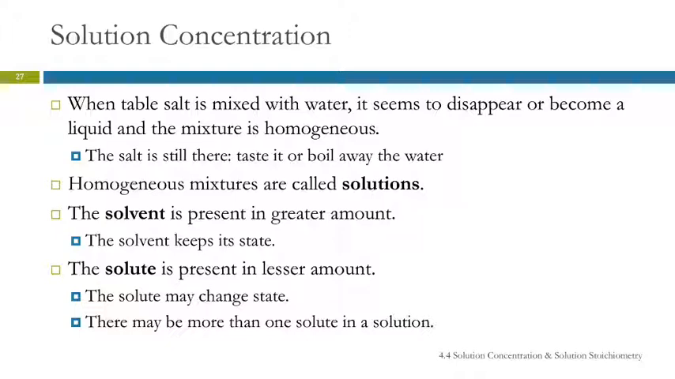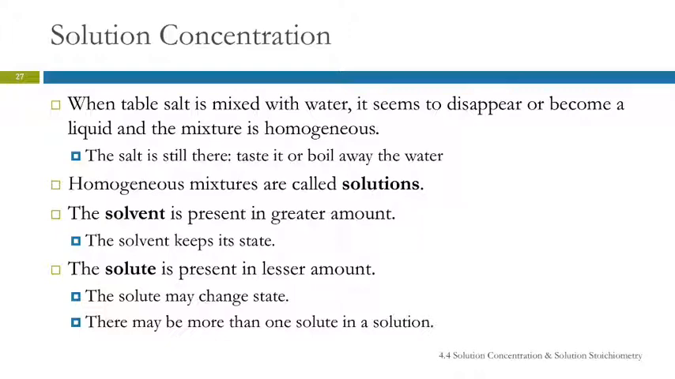We call homogeneous mixtures solutions. Typically, you think of a solution as being something that's a liquid, but it could be anything. It could be a gas or a solid. So there are two parts to a solution. There's a solvent. There can only be one solvent. It's generally the thing that there's more of. Another way to decide is the solvent keeps its state, whereas the solute may change its state.